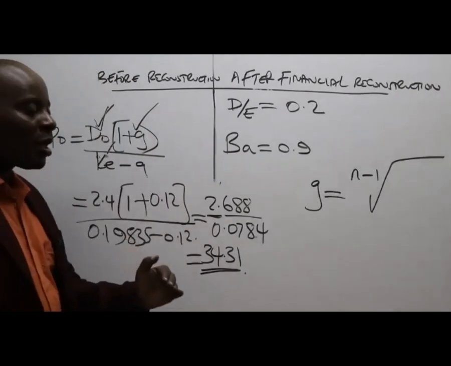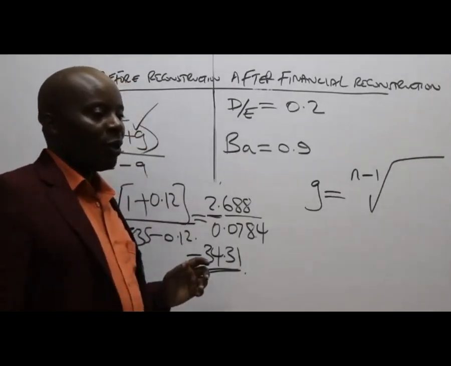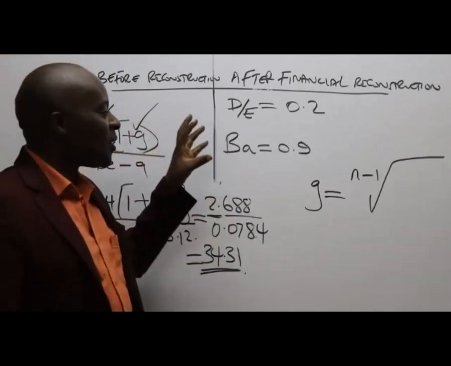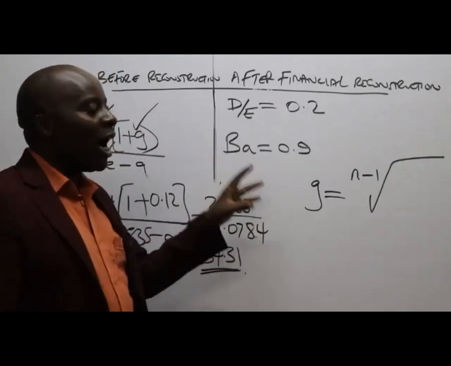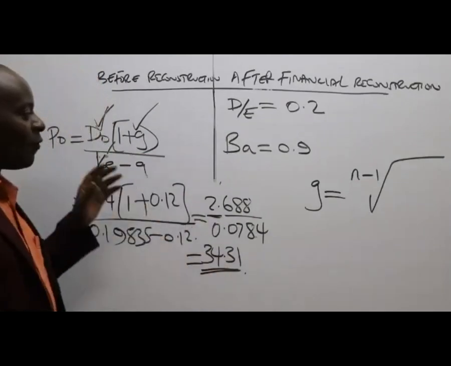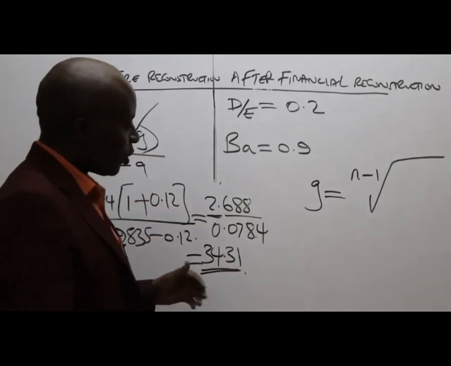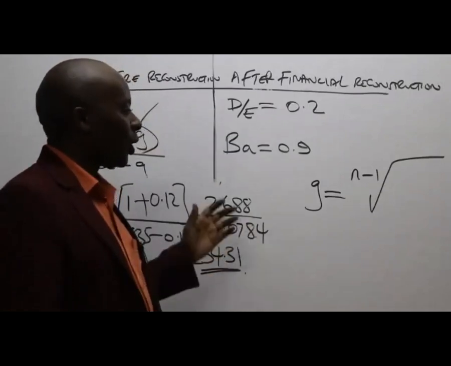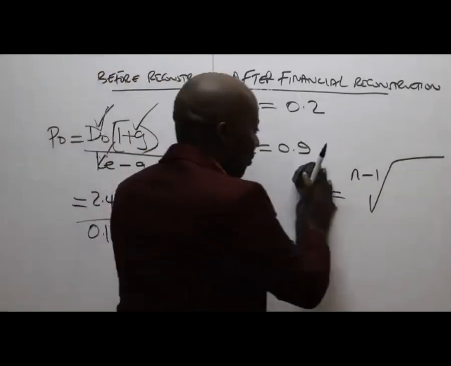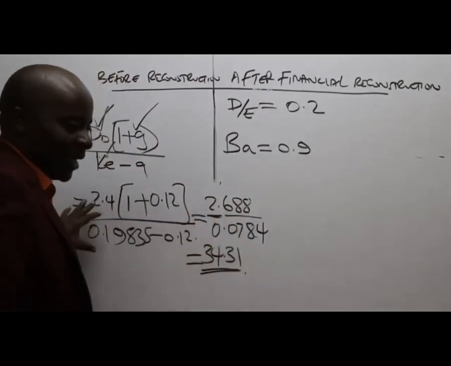But remember that this is the market price per share before reconstruction, when we use the old debt to equity ratio of 0.45. How about the P0 after reconstruction? I would want to move very slowly here for my students to be able to pick the entire picture. I would want all of us to calculate what will happen after reconstruction. The good thing is that the steps are quite repetitive. Can I rub this?